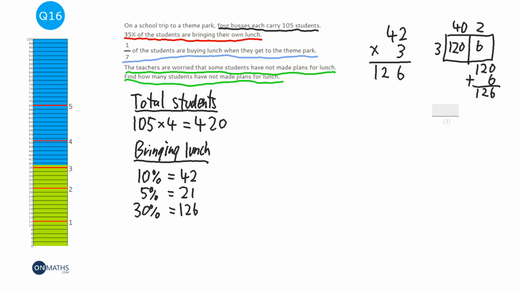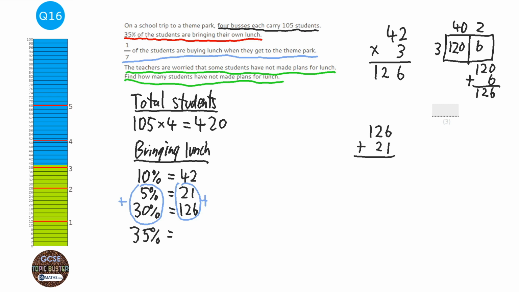Now 35% would be these two added together, because 5 plus 30 is 35. So 35% is going to be, and I can do a bit of working out here, 126 plus 21, or the other way around, 21 plus 126, so 147. Okay, so 147 students are bringing lunch.